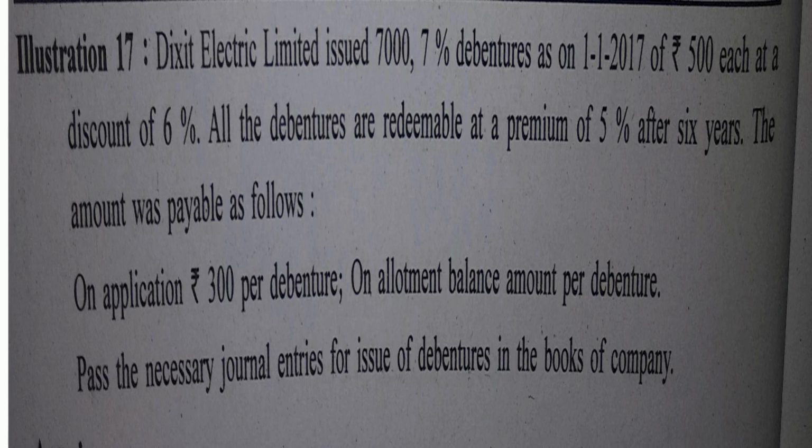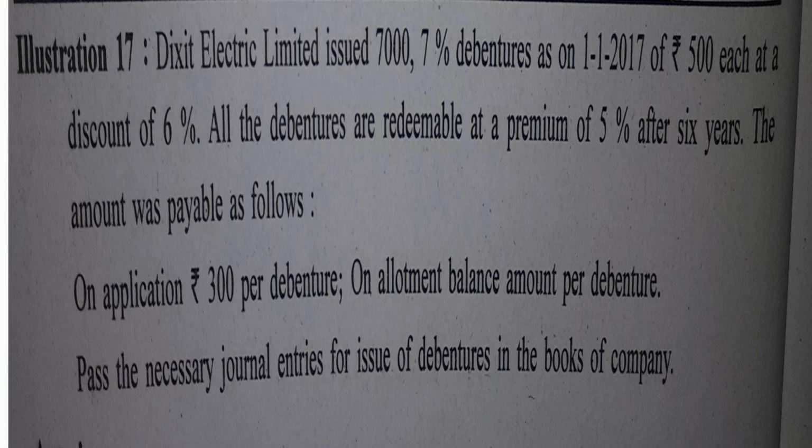Whenever it is not mentioned in which call the discount is to be calculated, then it is always calculated at the time of allotment. That means discount will be shown at the time of allotment and not application if not mentioned.